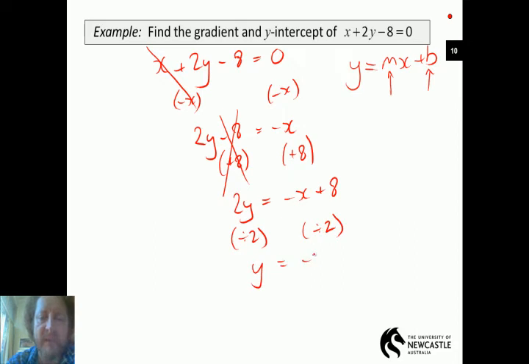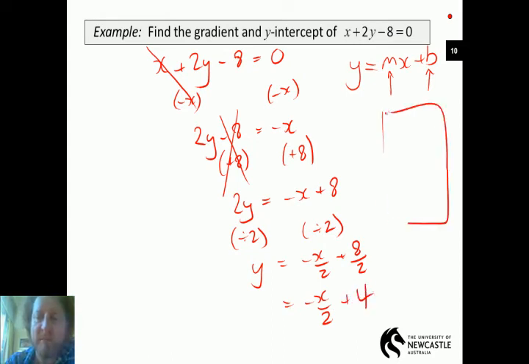y equals -x divide by 2 plus 8 divide by 2. They both cop it, they both get halved. I wanted to halve the entire right hand side. That's what I've done. Minus x on 2, I could write minus half x if I wanted. No, we're confident. Plus 8 on 2, let's just call it 4.